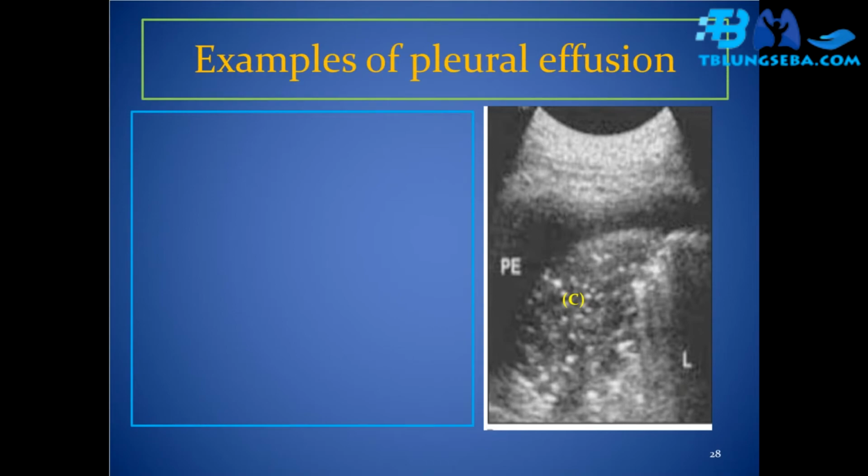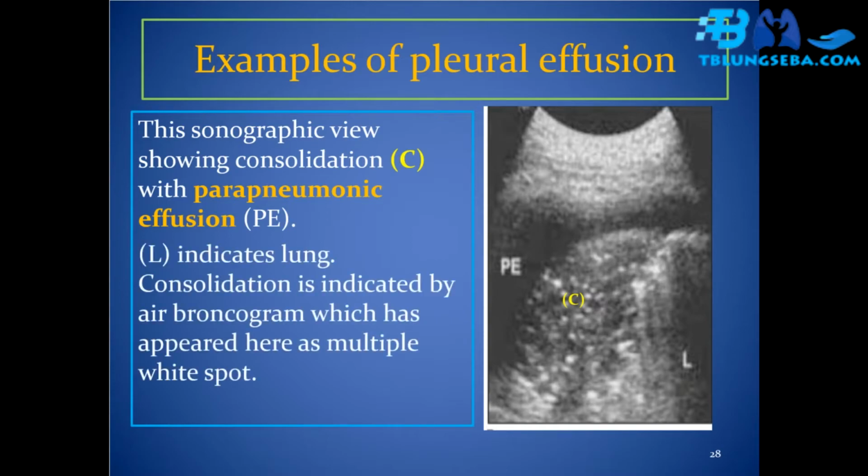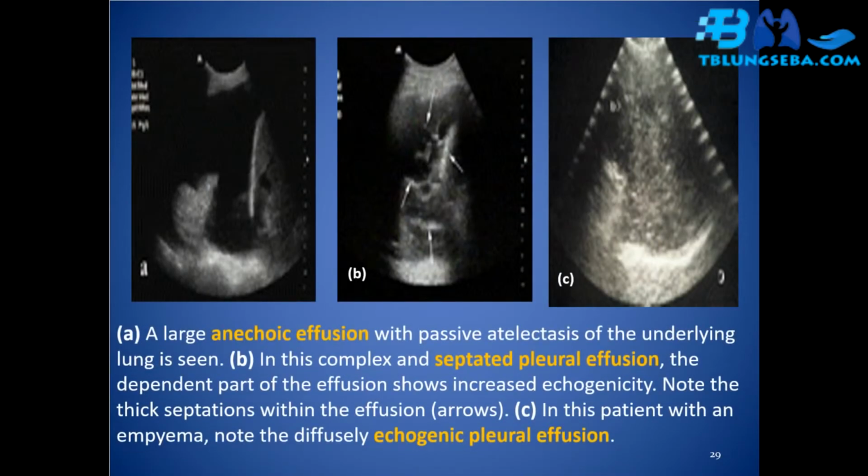Examples of pleural effusion. This sonographic view shows consolidation, C, with parapneumonic effusion, PE. L indicates lung. Consolidation is indicated by air bronchogram, which appears here as multiple white spots. A large anechoic effusion with passive atelectasis of the underlying lung is seen.